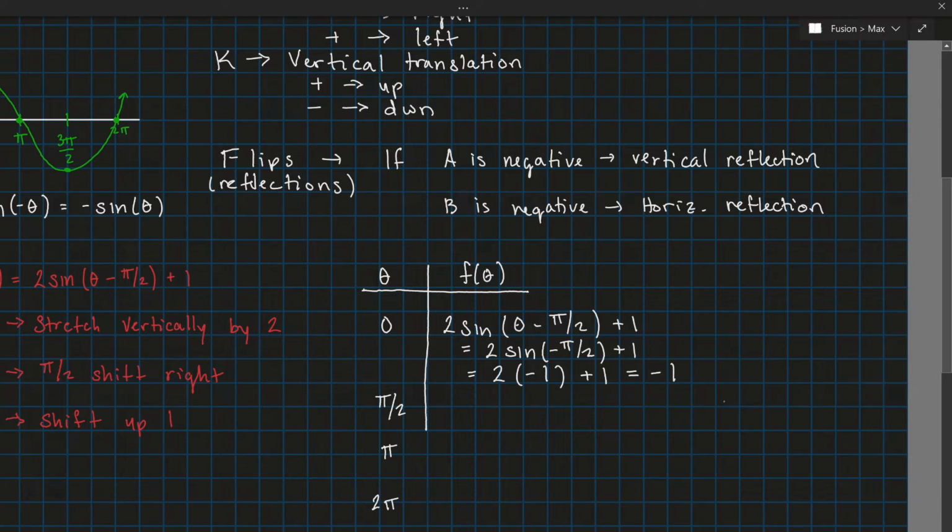Now for pi over 2: 2 sine of pi over 2 minus pi over 2 plus 1. Well, sine of pi over 2 minus pi over 2, that's just sine of 0. What's sine of 0? 0. Good. So that's just 0 plus 1, so it's just 1.